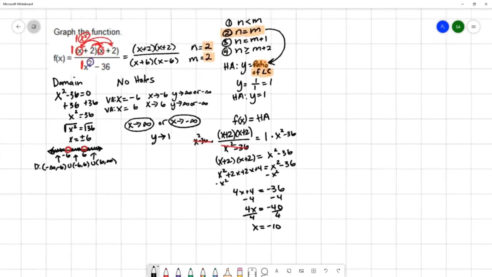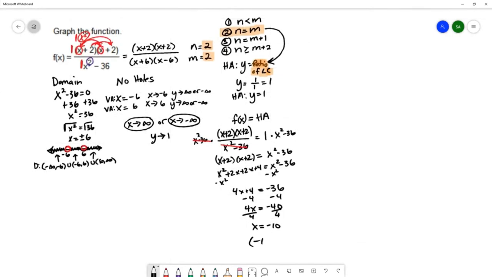Now this will be a point, negative 10, and the y value of that point is going to be on top of the horizontal asymptote. So that y value of the point is 1. So the point is negative 10, 1.